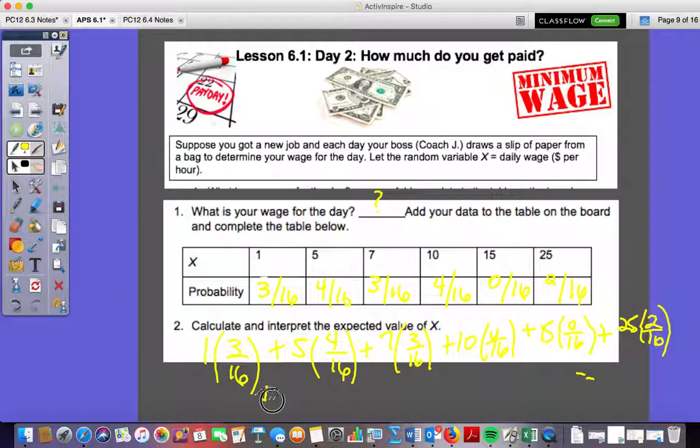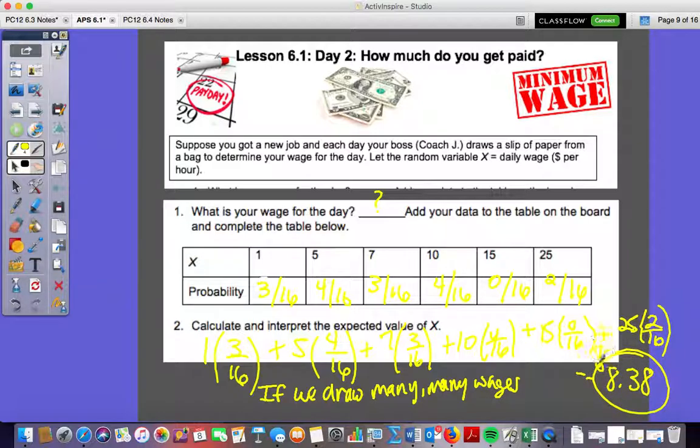Once we do that, I'm going to put a little interpretation here while we're doing that. 8.37. Catherine, because you were the only one that did their 6 tickets. Nicely done. That's right. What was this again? 8.375, so we'll do 8.38, or $8.38.